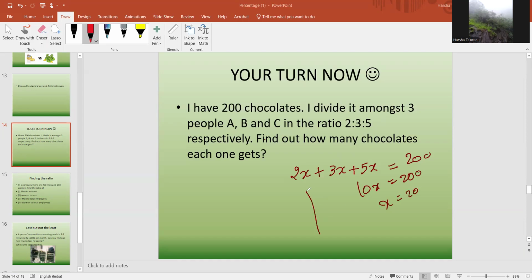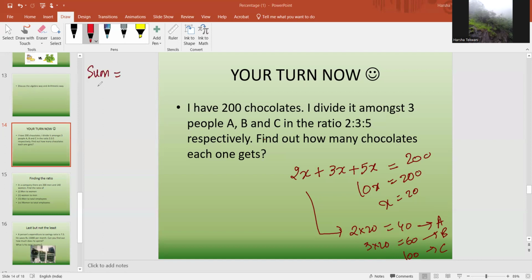Now find out each one's share. 2 into 20, 40 chocolates is received by A. 3 into 20, 60 chocolates received by B. 5 into 20, 100 chocolates received by C. This is the algebra approach. What is the arithmetic approach?